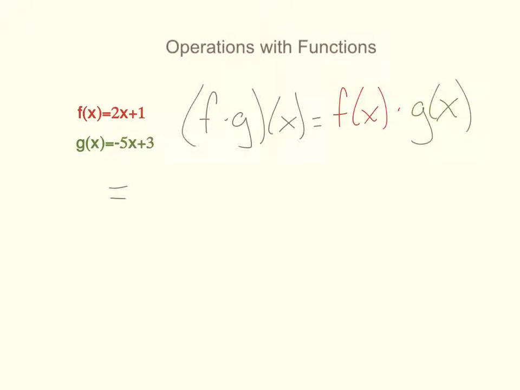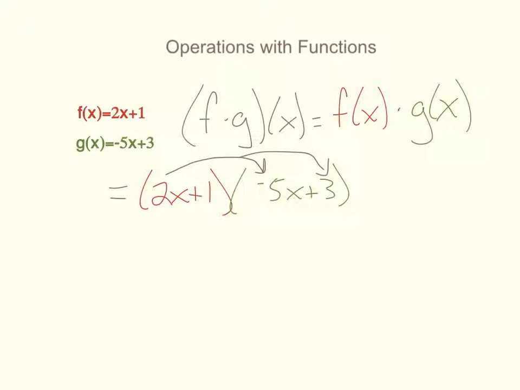Again, the f function is 2x plus 1, and the g function is negative 5x plus 3. And remember, when you FOIL, that means you're distributing every term to every term here. So 2x times negative 5x would be negative 10x squared. 2x times 3 would be positive 6x.